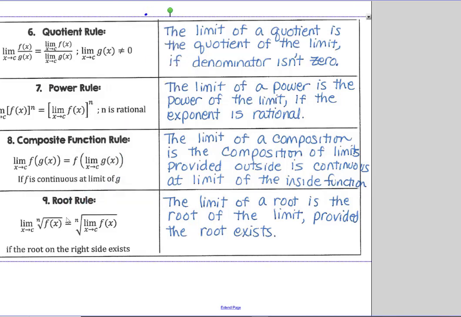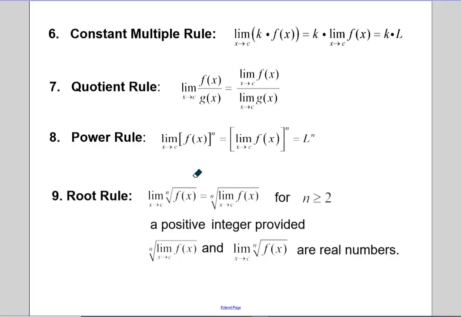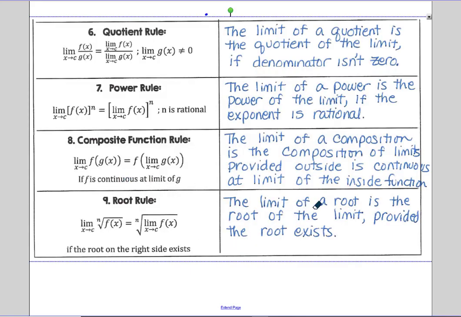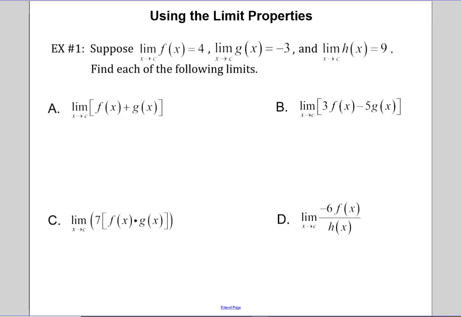And then finally, the root rule. I gave it two different ways. Over here, I said the limit of the root for any number greater than or equal to 2 is going to be a real number, provided that those two exist. Here I said it this way: the limit of a root is the root of the limit, provided that the root exists. So if the root on this right side exists, then that limit property can hold. So let's just explore some of the basic ones.